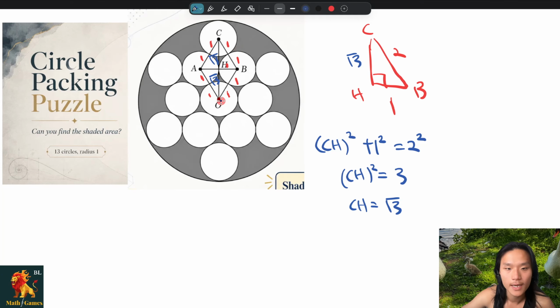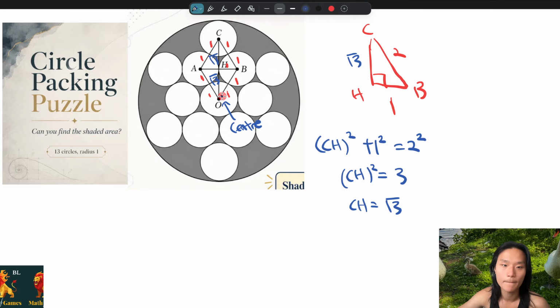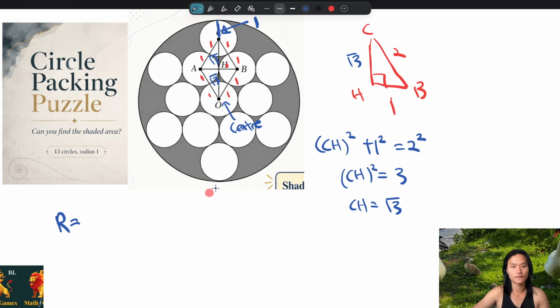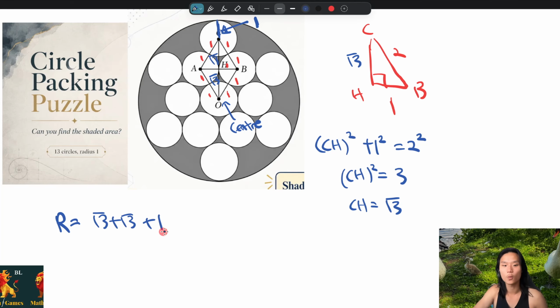Now, we are extending from the center of the big circle. So this is the center of the big circle. And we already know the length of OH and HC, and we also want to know the length here. Well, the length here is just 1. So the radius of the whole big circle is root 3 plus root 3 plus 1. That is 2 root 3 plus 1.